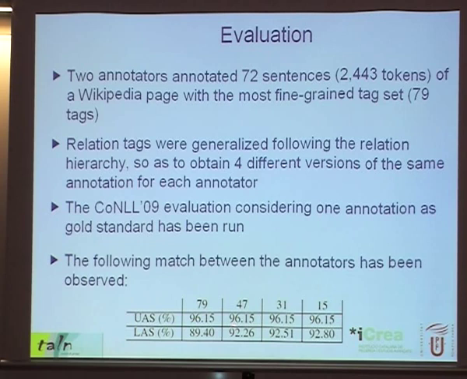So we see that the unlabeled, that's not surprising, they nearly always agree on the dependencies, so between which tokens there is a dependency relation. When it came to labeling, we got 89 for the 79 relations, and 92 something for 47 and 15 different relations.